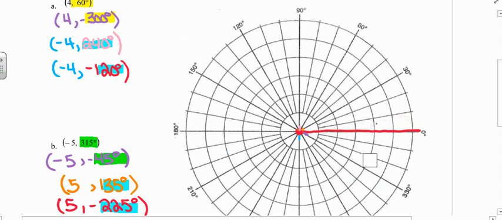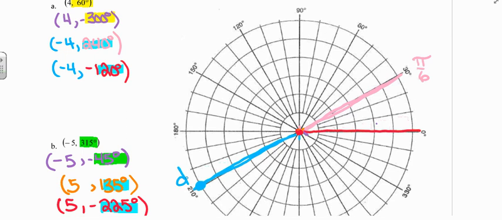So letter D says -6 comma pi over 6. So if I think about the location or the whereabouts of pi over 6, there's pi over 6. So there's the terminal side of my angle. My radius is -6, so that means I'm going to have to reflect through that pole. And on that ray, I'm going to count out 6 units. So there's letter D. And now I have to come up with three more ways to name that.